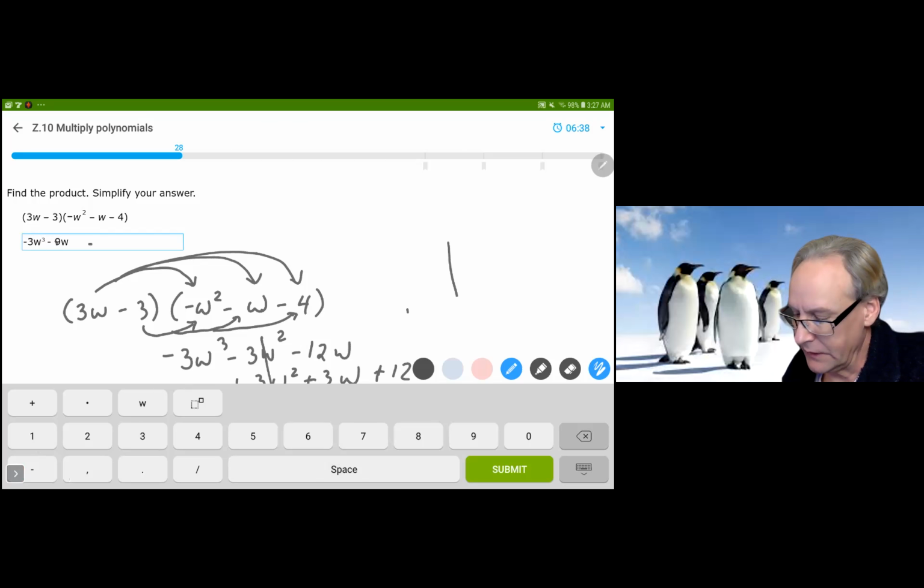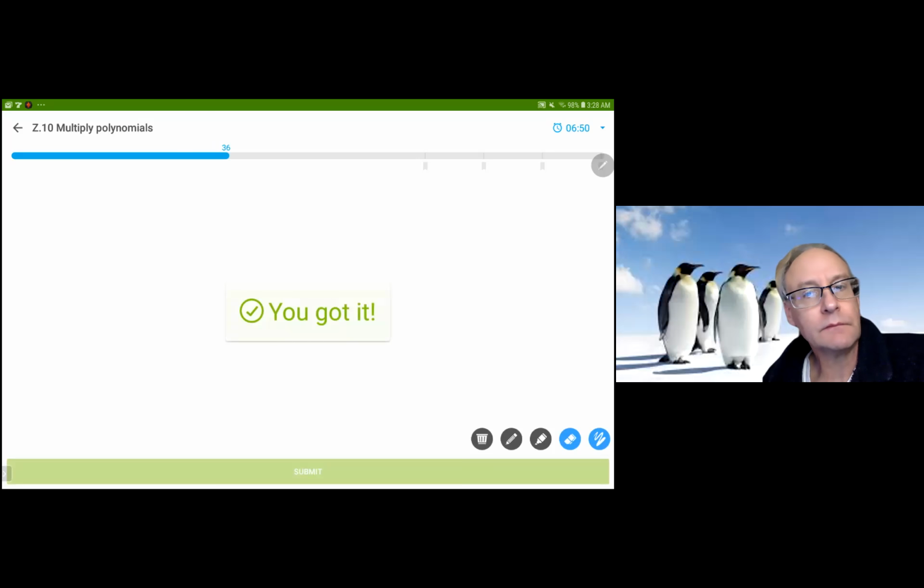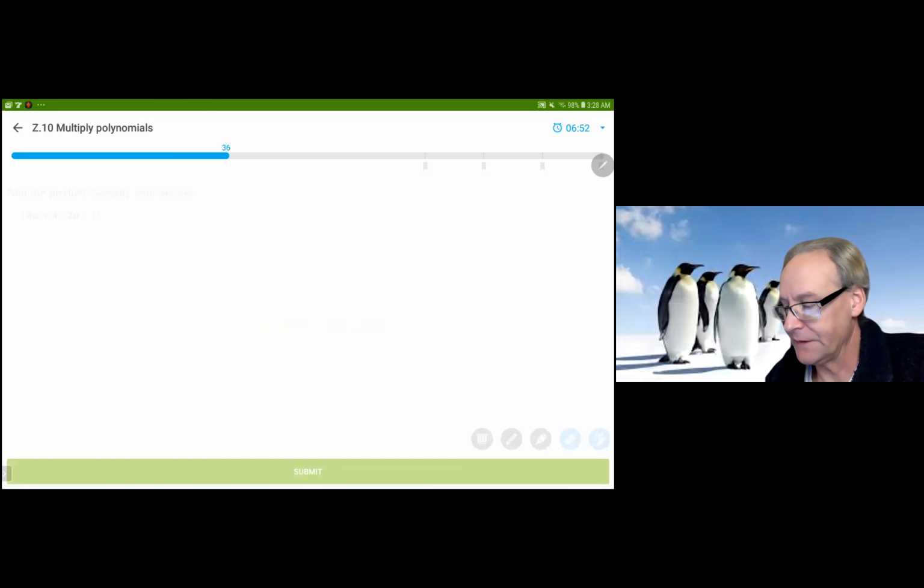And I have a plus 12. Next time I'm going to write it a little higher so we can see it while I'm working. So next time I'll write it up here on the right so you can see what I'm writing down. All right, let's see what we got this time.